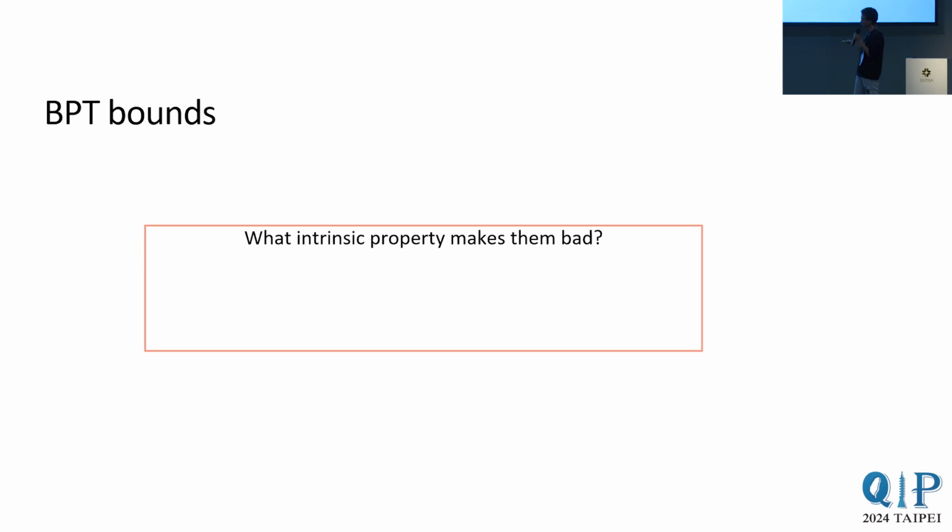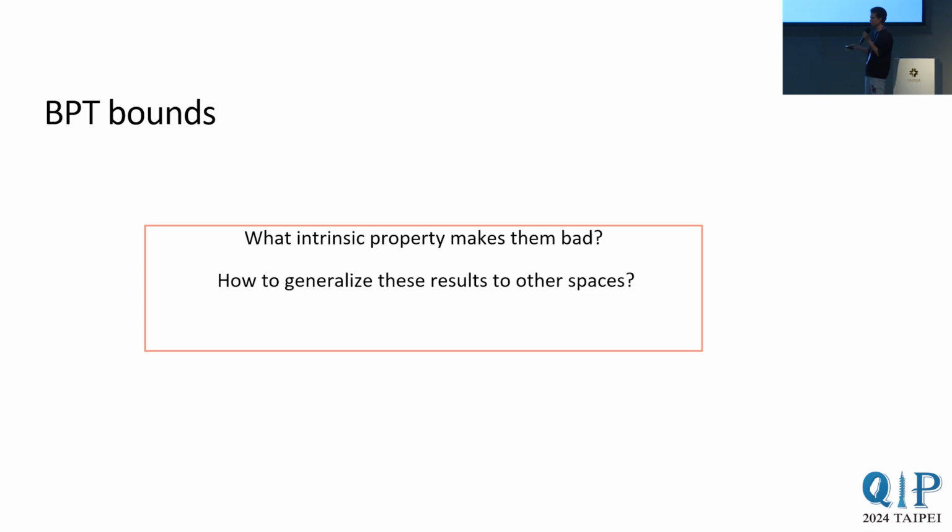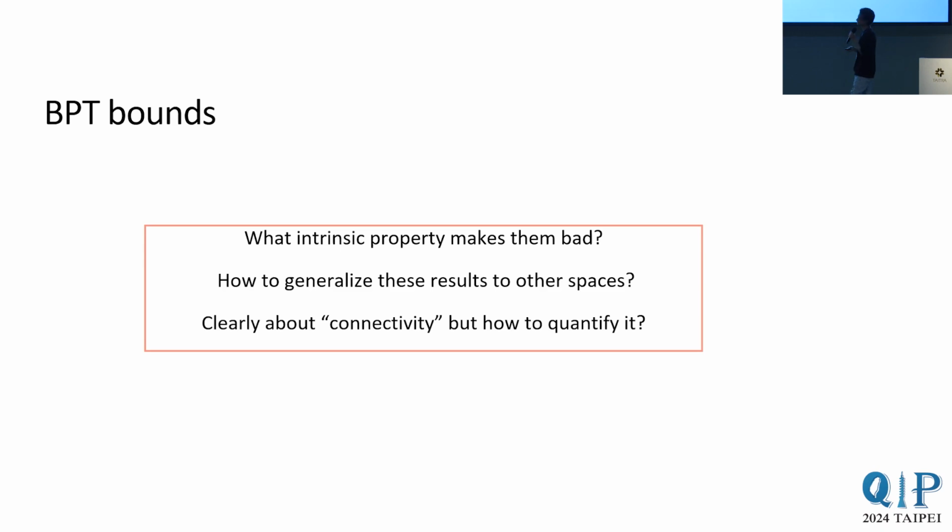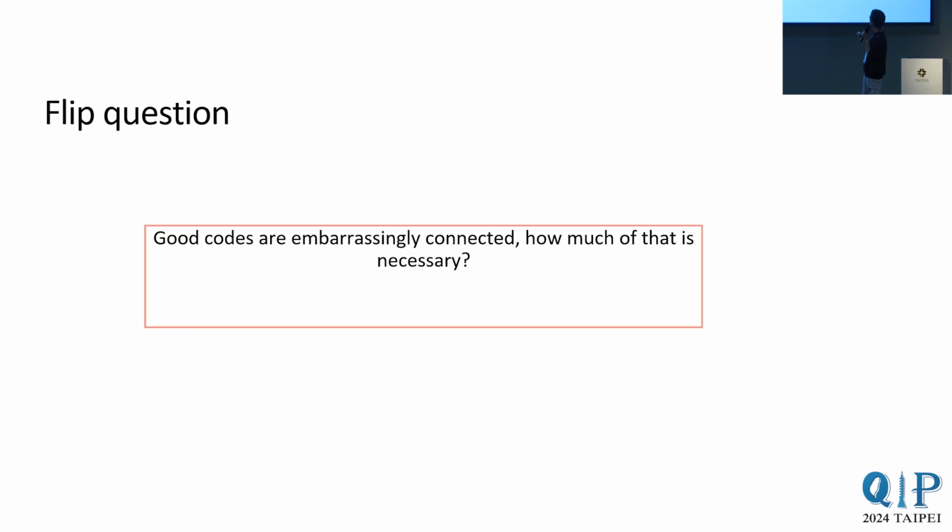Now that those bounds exist, it's not entirely clear why a lower dimensional space is bad at protecting quantum information. It's also not clear once you have these bounds how to generalize them to other spaces, because the techniques are quite specific to Euclidean space in particular. And all these bounds point to a notion of connectivity that is important in some way, but it's not entirely clear how to define connectivity or how to quantify it.